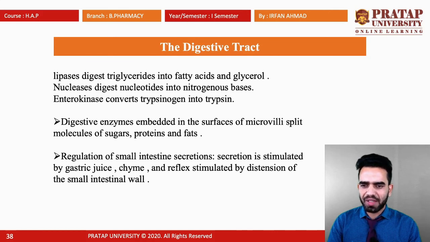And the regulation of these small intestinal secretions is controlled by secretin, which is stimulated by gastric juice and chyme, and by reflex stimulated by distension of the small intestinal wall.